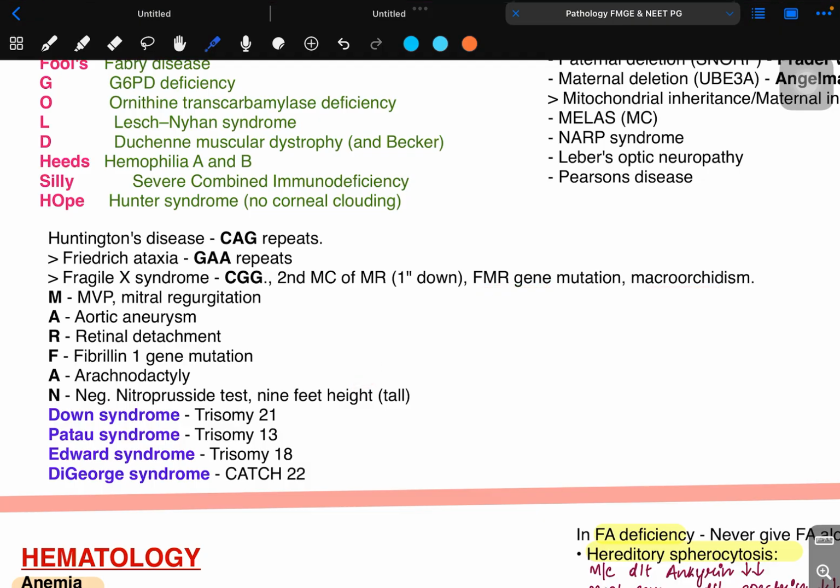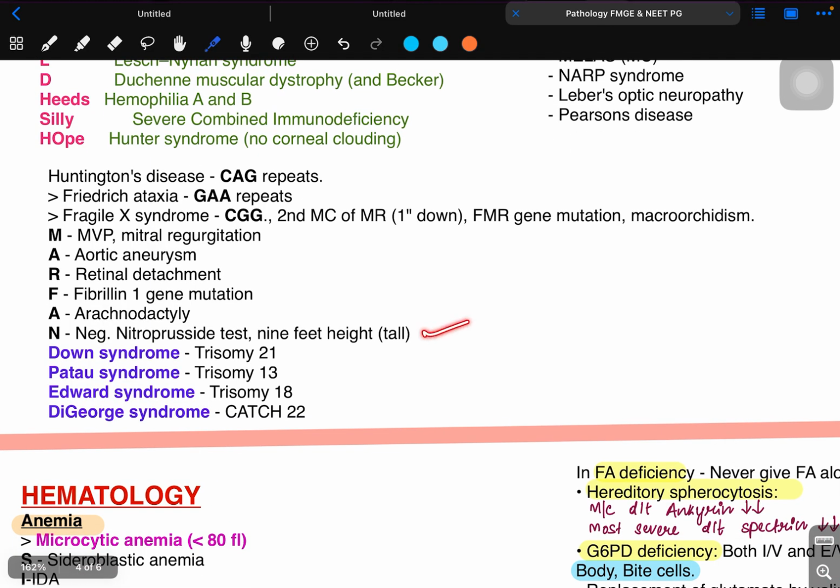We can remember this by the mnemonic of Marfan. Marfan syndrome you have studied, right? So these are the mnemonics of Marfan syndrome. M for MVP, mitral regurgitation. A for aortic aneurysm. R for retinal detachment. F for fibrillin 1 gene mutation. A for arachnodactyly. N for negative nitroprusside test, and tall height.